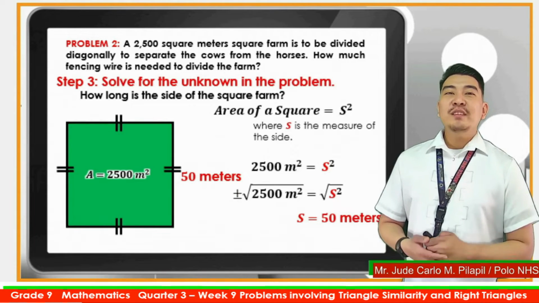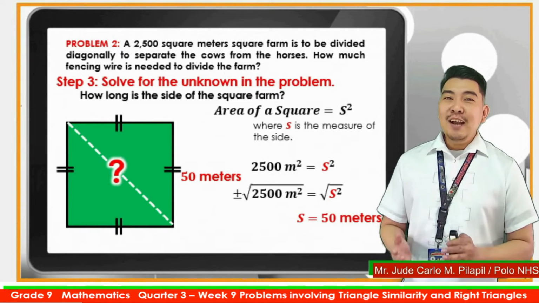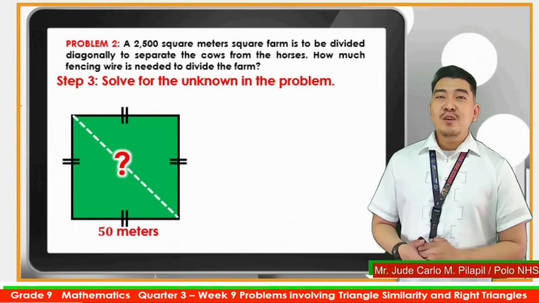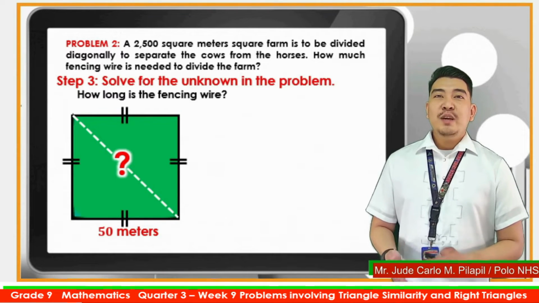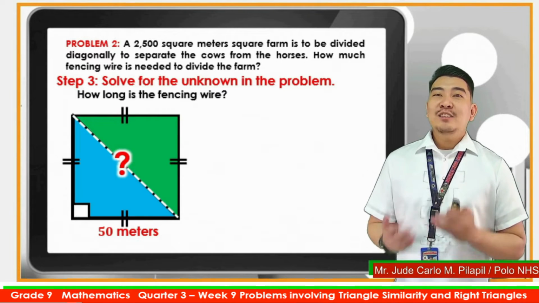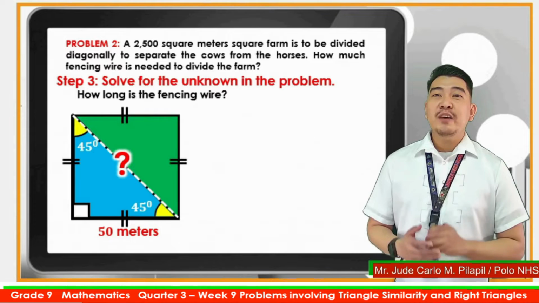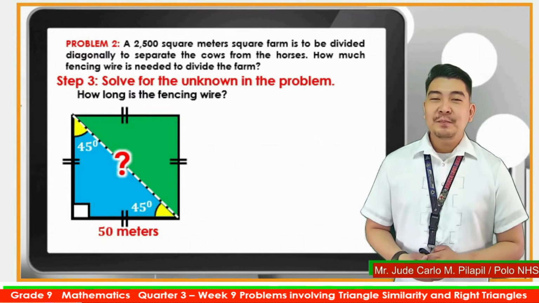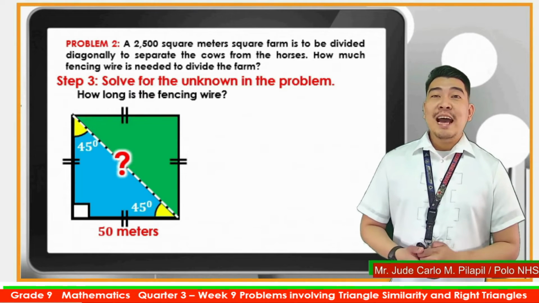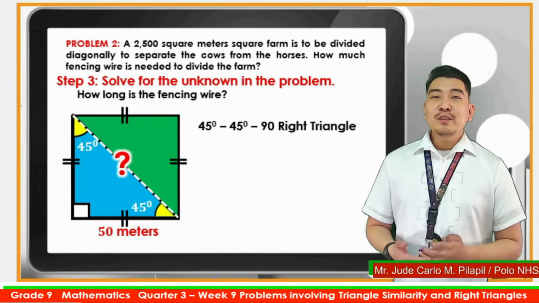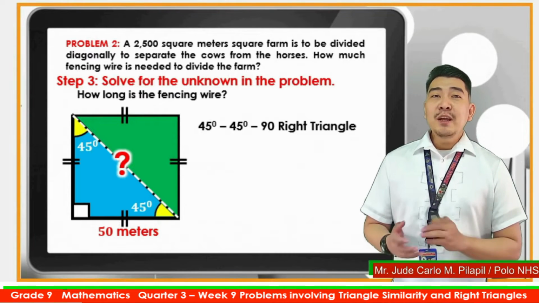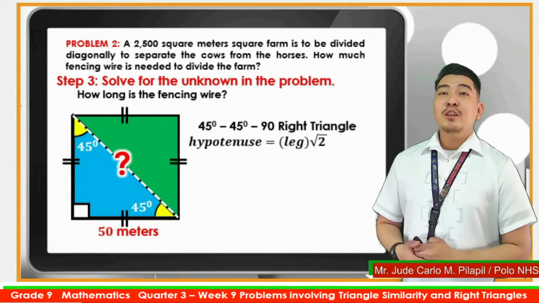After getting the measure of the side, let us solve for the diagonal of the square. Again, we are going to solve for the length of the fencing wire that will be put diagonally. If you can observe, half of the square can form a right triangle, an isosceles right triangle, or a 45-45-90 right triangle to be precise, with a given leg which measures 50 meters. The diagonal will be considered as the hypotenuse. Let us use the formula in getting the hypotenuse of a 45-45-90 right triangle, given by the length of the leg times square root of 2.